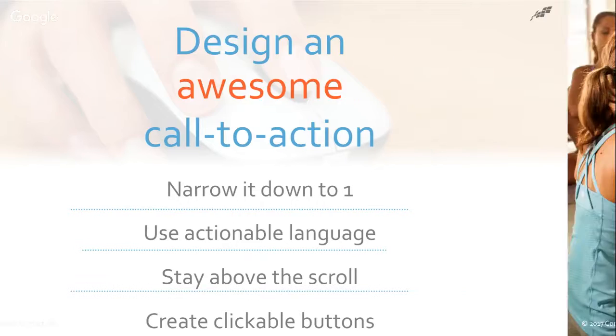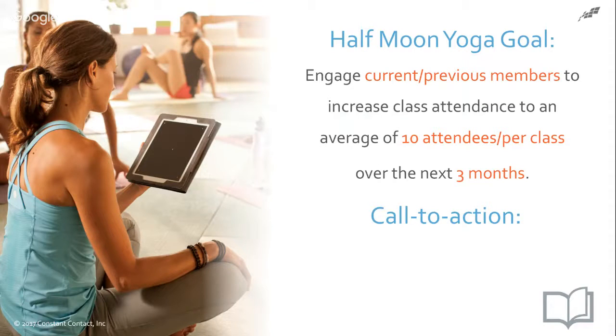Let's go back to Half Moon Yoga for a second and look at what they did. Again, they wanted to engage current and previous members to increase their class attendance to an average of 10 attendees per class. They didn't want 1,000 clicks. They didn't want to increase their Facebook views. They wanted 10 more attendees, or they wanted up to 10 attendees per class. And then the time frame was over the next 3 months.